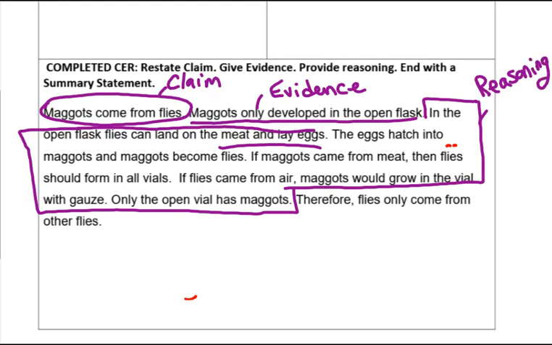Okay, and then I'm going to give a summary statement to wrap it up. Here's my summary statement. A good way to always write your summary is to use "therefore." That tells your reader I'm summing it up. That was my reason, I'm done with my conclusion now. Therefore, flies only come from other flies. This is my summary statement.